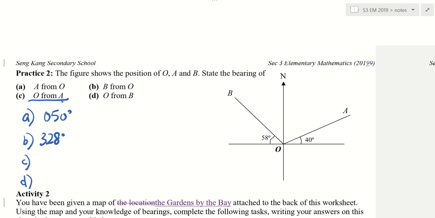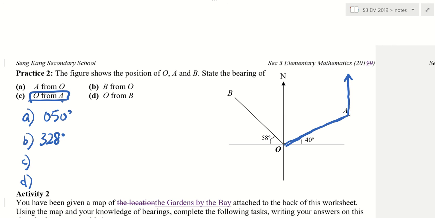O from A, which two points do I join? Good, O and A. Where do I draw my north arrow? At A, very good. So you draw a north here. No more measuring, it's just calculation.